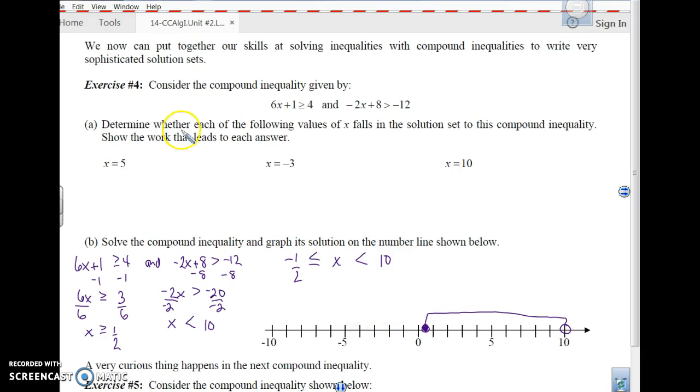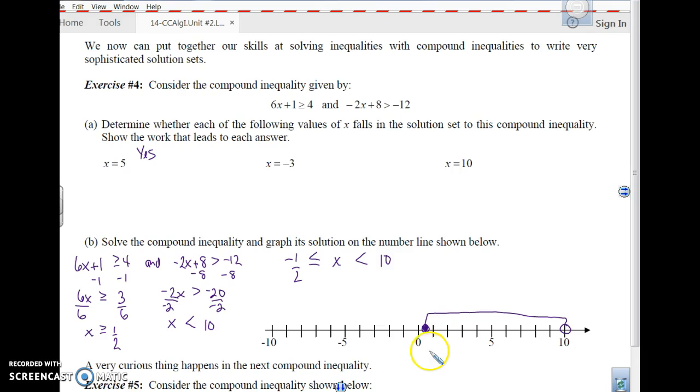Okay, so now if I want to determine whether the values of x fall in the solution set of this compound inequality, I could actually just plug these in and see if it would be true. Which one should be true? Well, let's look at x equals 5. Does that fall in the area? So yes, this is a solution. If I plug in 5 here, this would be 6 times 5 plus 1 is 31, which is greater than or equal to 4. And -2 times 5 is -10, plus 8 is -2, which is greater than -12. So both of them would work. So that one is yes.